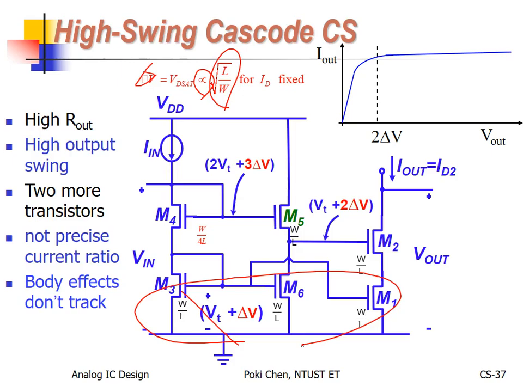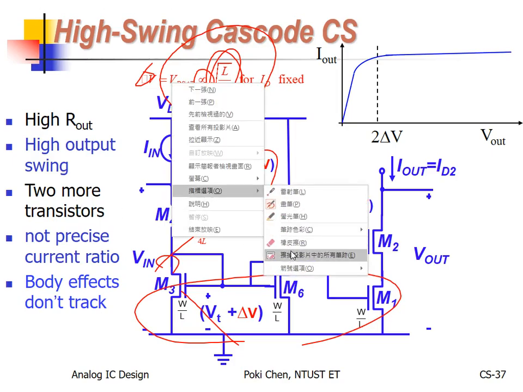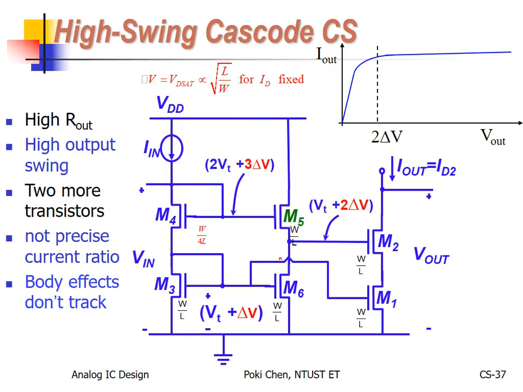Right now, you need 3 delta V. It means, from here to there, 1 VT plus 2 delta V. How to make 2 delta V? Piece of cake. That is what I require you to memorize, such an easy relationship: delta V is proportional to the square root of L over W. Congratulations. How to double delta V? For L, it means good enough. That's it. Piece of cake.